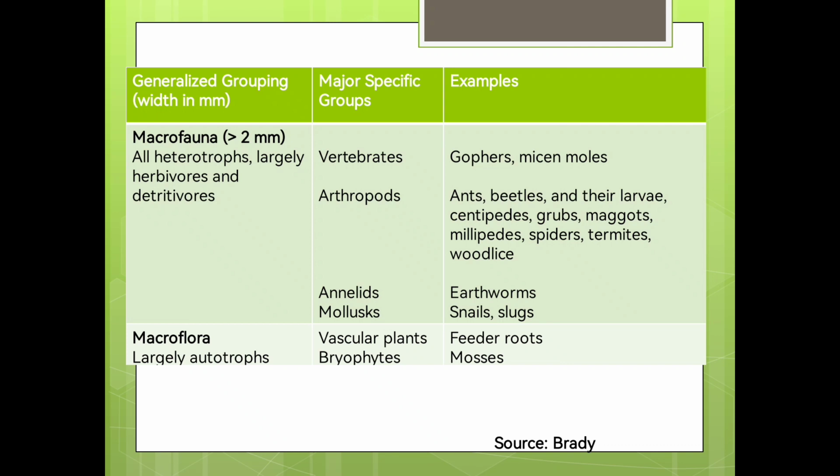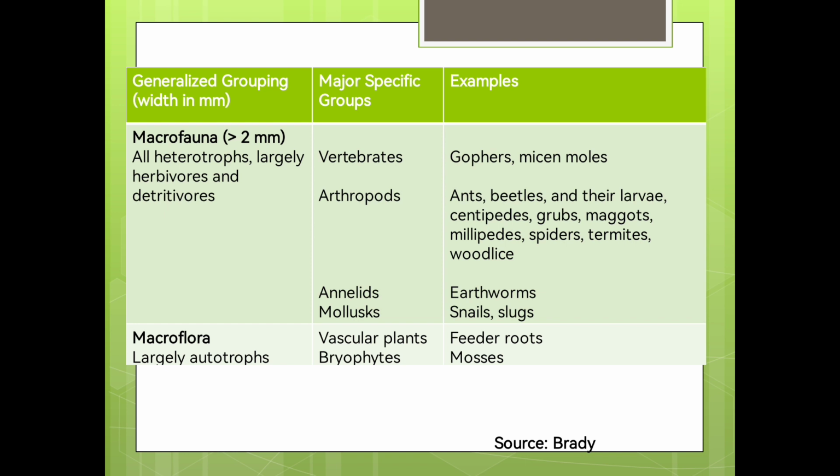So ito yung table by Brady and Weil. These are the generalized grouping of different organisms found in the soil. So we have the macrofauna and we also have the macroflora. When we say macro, ibig sabihin niya malalaki. Micro naman are very, very small. So the macrofauna are greater than 2 millimeters. So these are all heterotrophs, largely herbivores and detritivores.